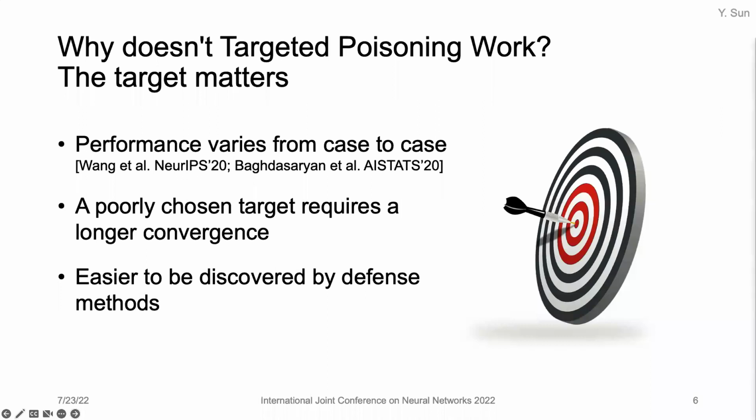An attack based on a less effective target class would require a longer convergence time to achieve the same attack performance. Furthermore, a longer convergence time allows an applied defense strategy to more easily discover the attack. Intuitively, if the adversary can choose the most effective target, a poisoning attack will be greatly enhanced.